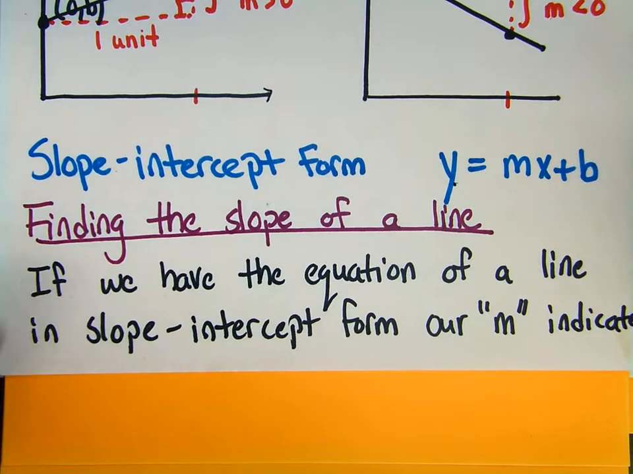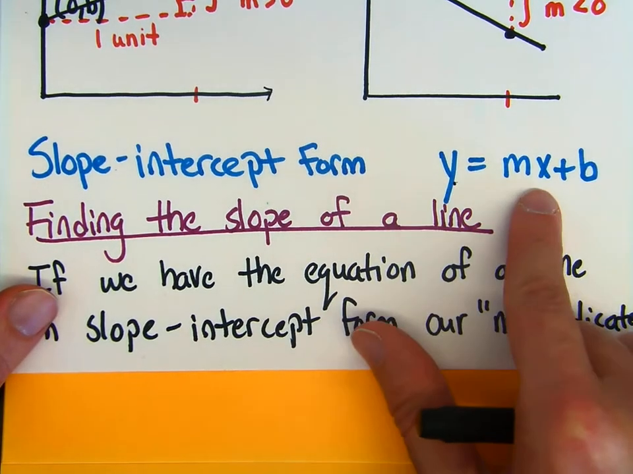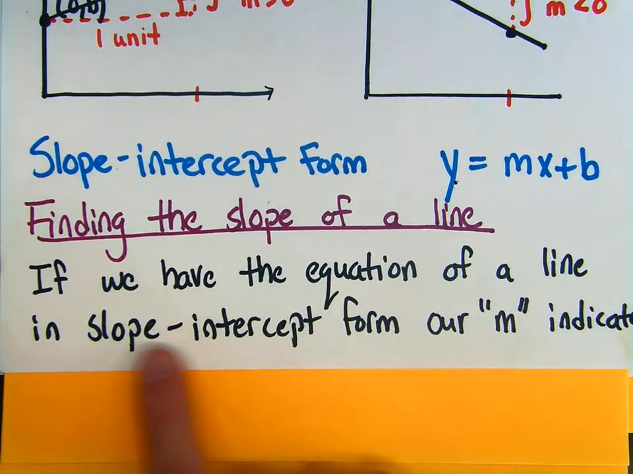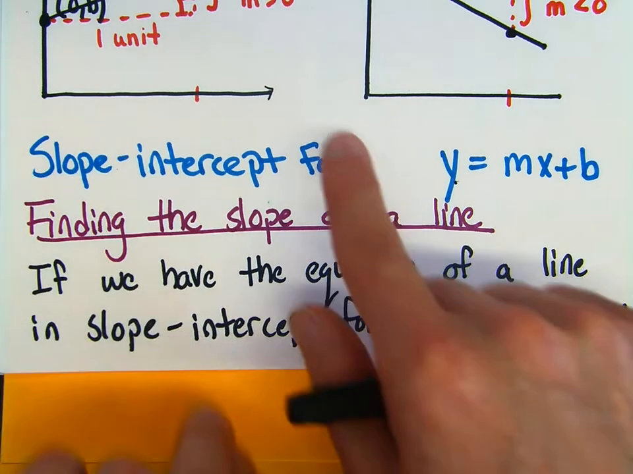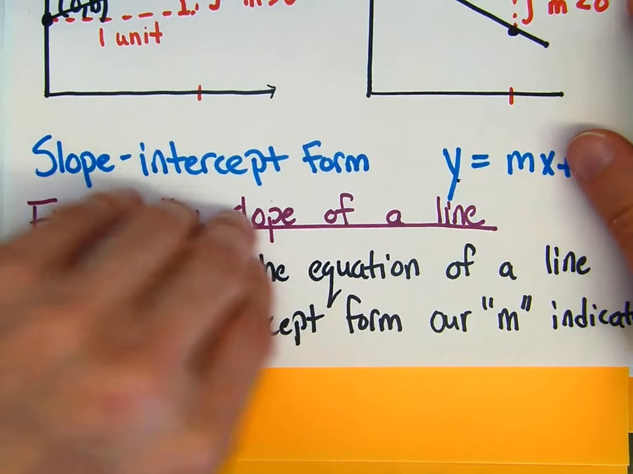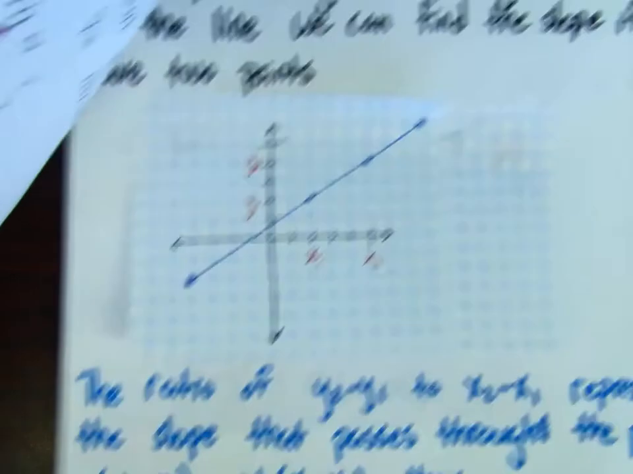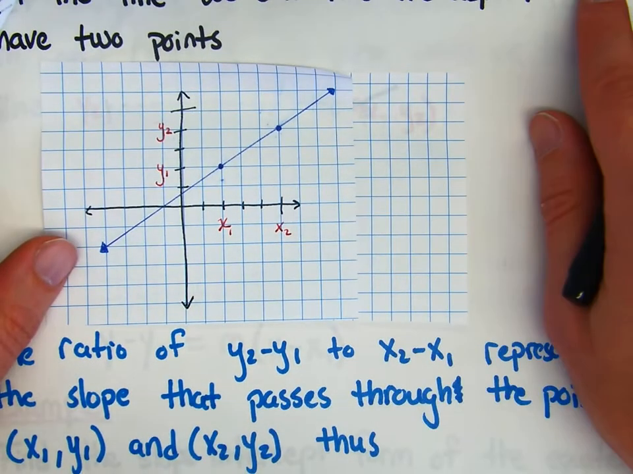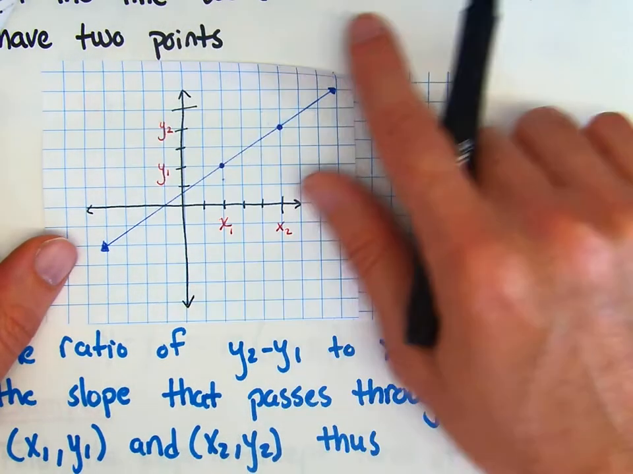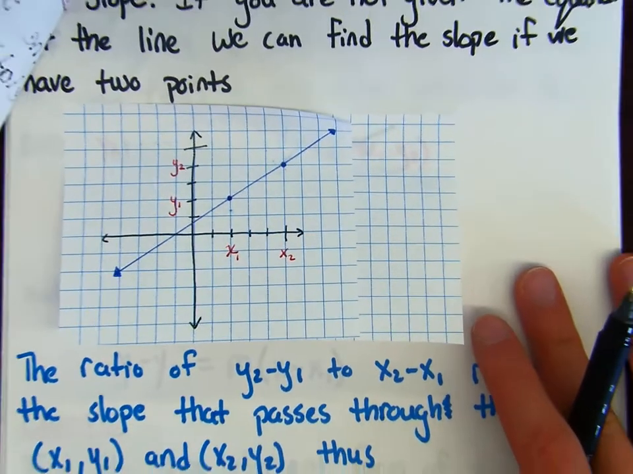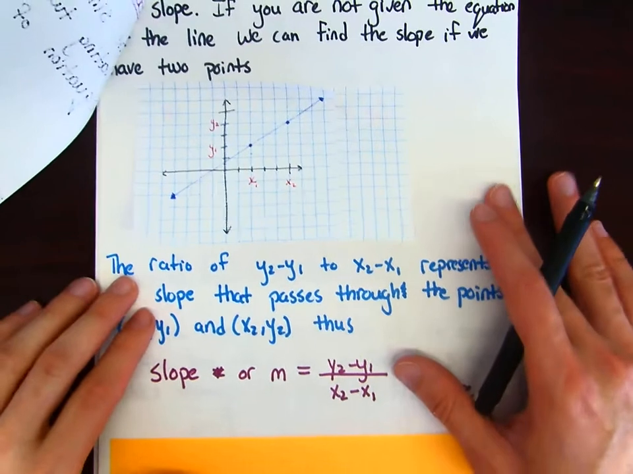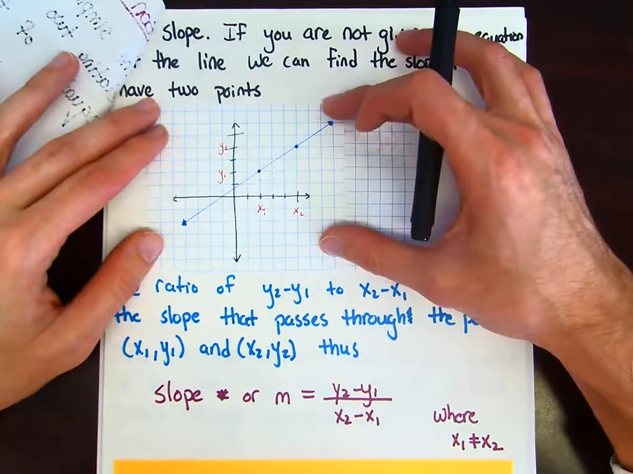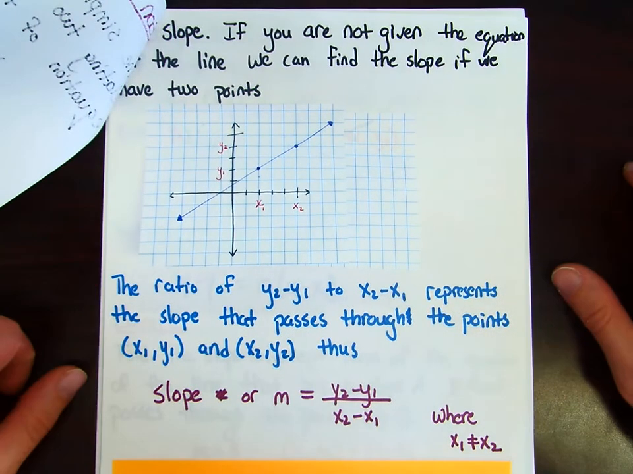In the slope-intercept form, y equals mx plus b, finding the slope of a line is easy: if we have the equation of a line in slope-intercept form, our m indicates the slope of the line. Okay, so here, let's go to the next part. Oh, sorry, let me zoom out, my bad. Please have this in your notes before we begin. Just this over here, the diagram, and this part over here.